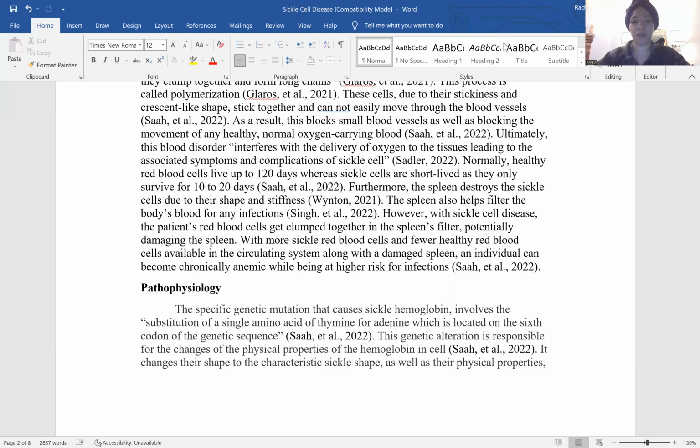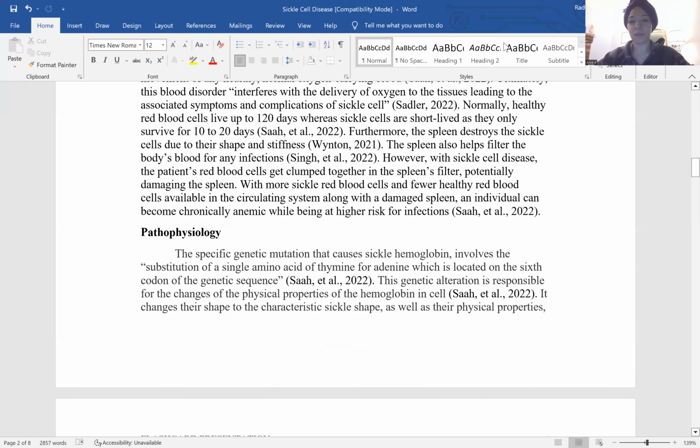Normally, healthy red blood cells live up to 120 days, whereas sickle cells are short-lived as they only survive for 10 to 20 days. Furthermore, the spleen destroys the sickle cells due to their shape and stiffness. The spleen also helps filter the body's blood for any infections. However, with sickle cell disease, the patient's red blood cells get clumped together in the spleen's filter, potentially damaging the spleen. With more sickle red blood cells and fewer healthy red blood cells available in the circulation system, along with a damaged spleen, the individual can become chronically anemic while being at a higher risk for infections.